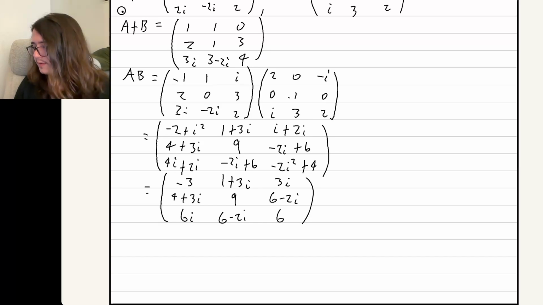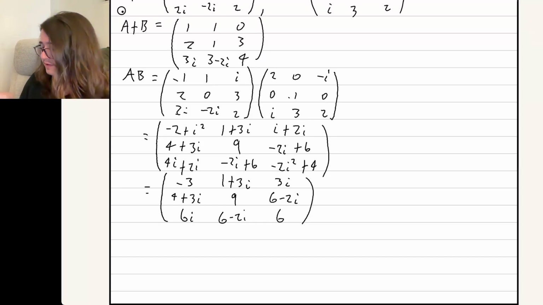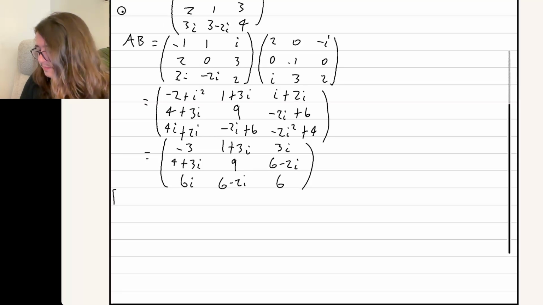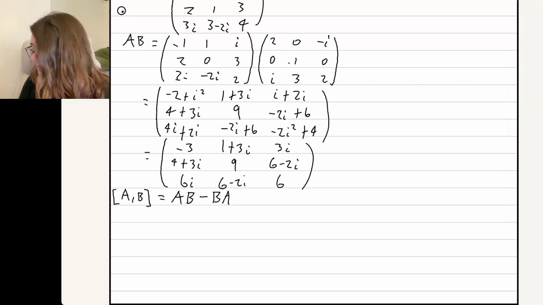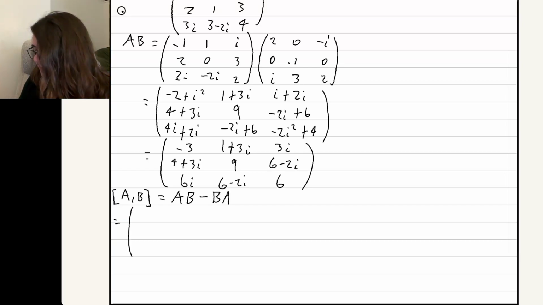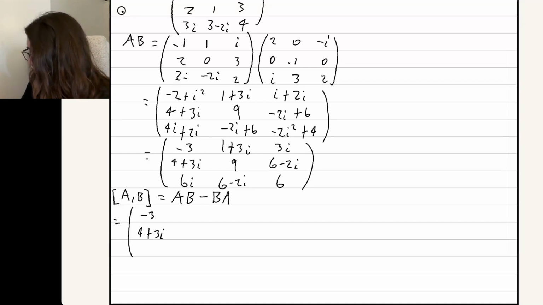Okay. The next thing that Griffiths asks us to do is to get the commutator of A with B, which is defined as being the product of the two matrices A and B minus the product of B with A, which they are different, if you didn't know. So I'll write out what we just got for AB, but we're also going to have to get BA in much the same process as before.